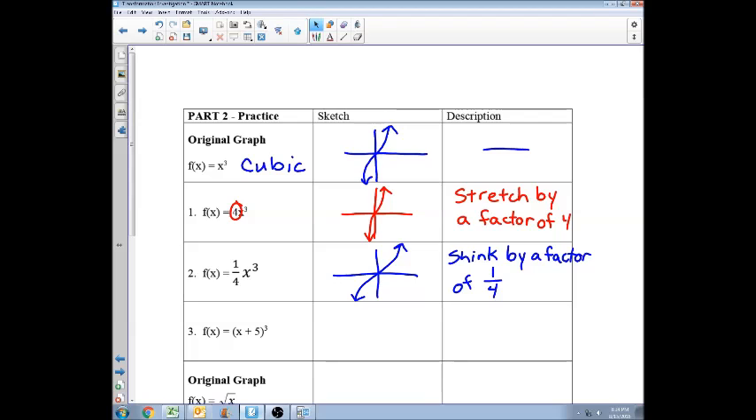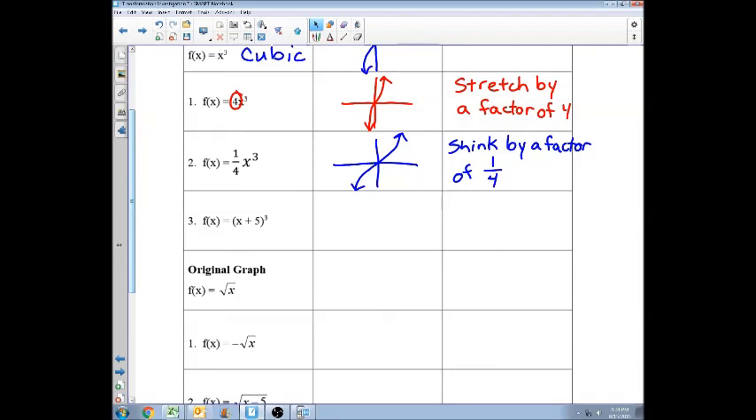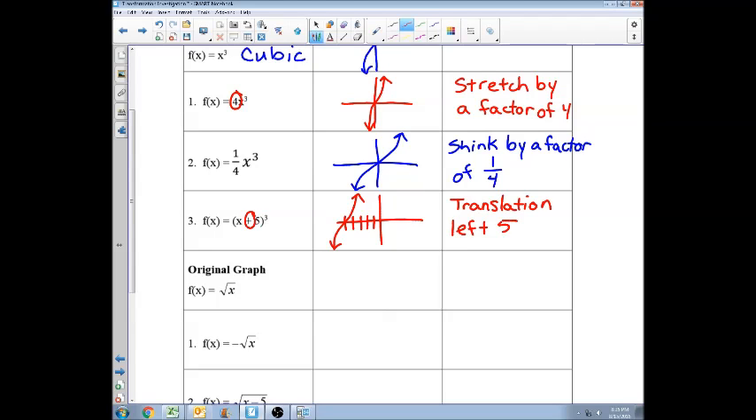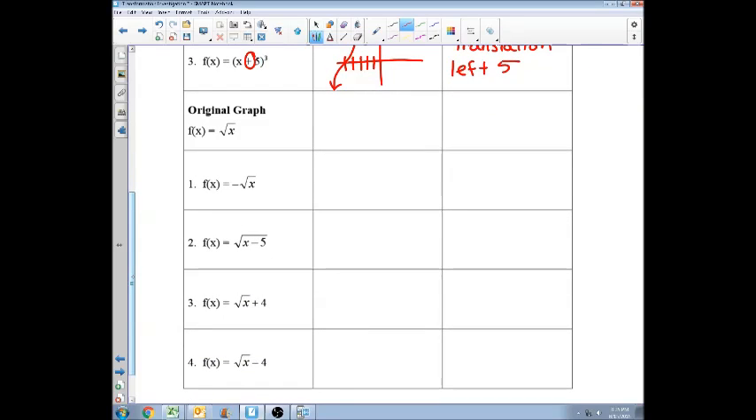So if we go back here and take a look, this is x plus 5 that's inside the parentheses. So since it's plus there, I will move in the opposite direction. On my x-axis, that is in fact left. So I'll move left 1, 2, 3, 4, and 5 places, and go ahead and graph that. So this is a translation left 5.